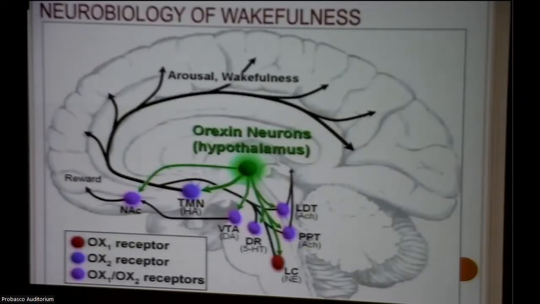This is just another slide to illustrate what I just said. But as you see, orexin produced by the hypothalamus serves to stabilize all these other structures that we talked about, the pontine nucleus, the locus coeruleus, the dorsal raphe, all structures that are involved with a very complex system of redundant feedback loops. And orexin essentially has a stabilizing influence on all of these structures.